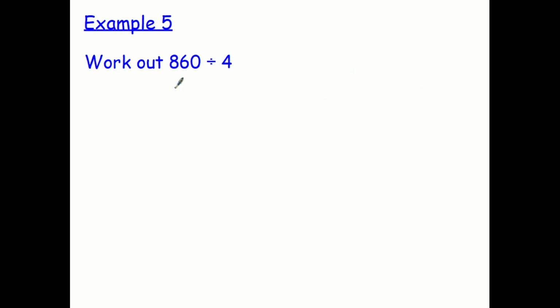Example 5, 860 divided by 4. Draw your bus stop. Remember the divisor goes on the outside of your bus stop, 860 goes on the inside. My first question to myself is how many 4's in 8? Well, we know that 4 is a factor of 8, so it goes in exactly twice.